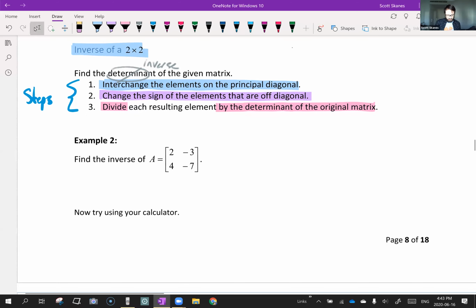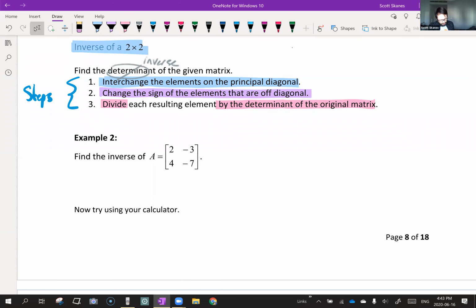Let me show you what it means. It's not as bad as it sounds. So find the inverse of A. What we're going to do is interchange the elements on the main diagonal, which is this. I'll show you. The inverse is, you write the matrix again. It says interchange the elements. So you switch places. Are you with me so far? I just went change places. That's the first step, interchange the elements on the main diagonal.